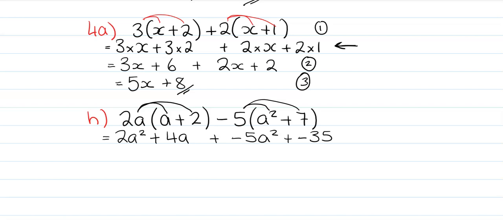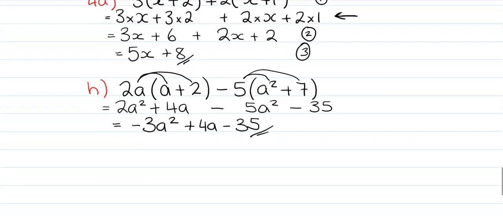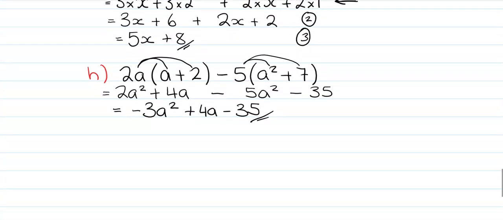Okay, let's fix it up a little bit. So the positive and the negative together make a negative. Positive and negative together make a negative. Okay, I've got some like terms here. I've got 2a squared and 5a squared. So 2a squared take 5a squared is negative 3a squared plus 4a minus 35. So that's the least amount of working that you have to show, and only if you're confident. All right, we'll do one more. We'll do as tricky as they come.